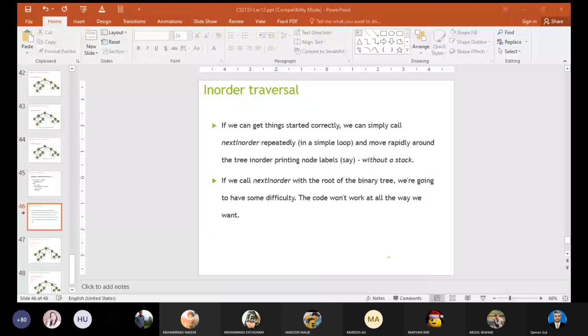A at 1, B at 2, C at 3, D at 4, E at 5, F at 6, G at 7, H at 8, I at 9, and J at 10. So you placed J at index 10 and you are using indexes from 1 to 10, and you have easily represented this binary tree, this complete binary tree on an array.